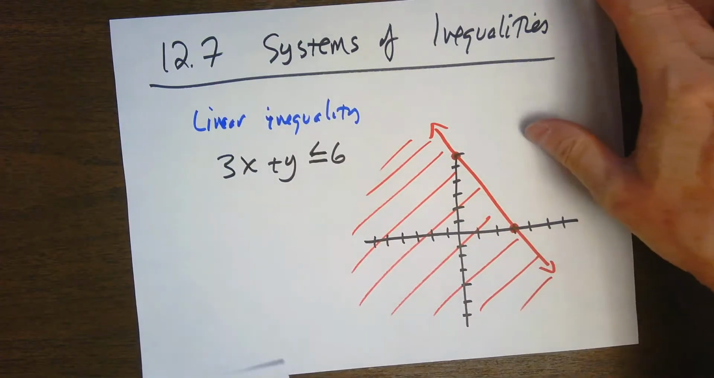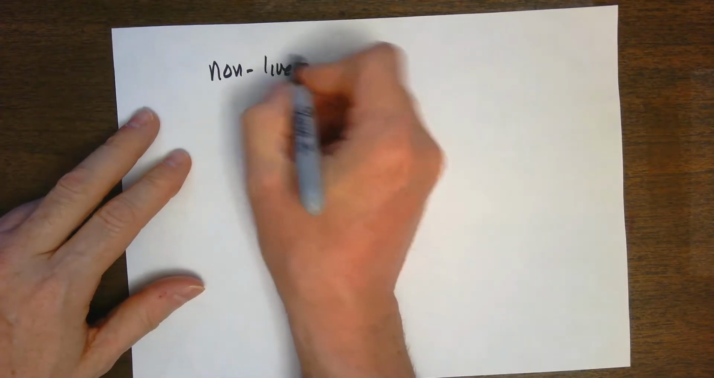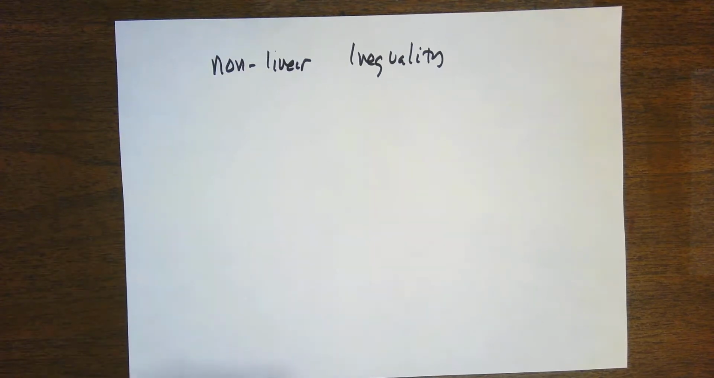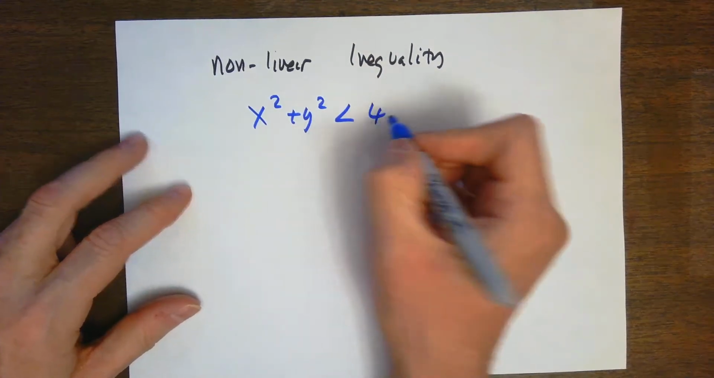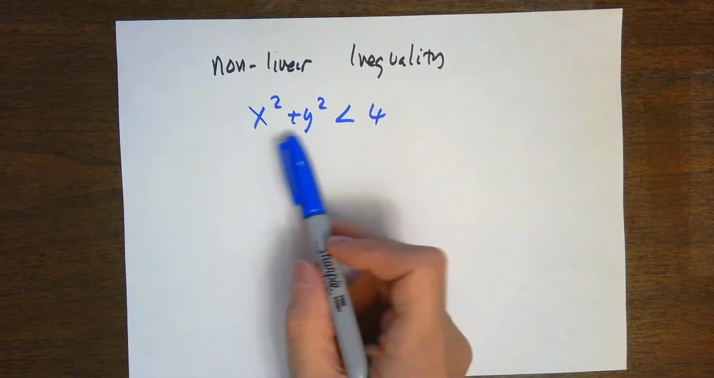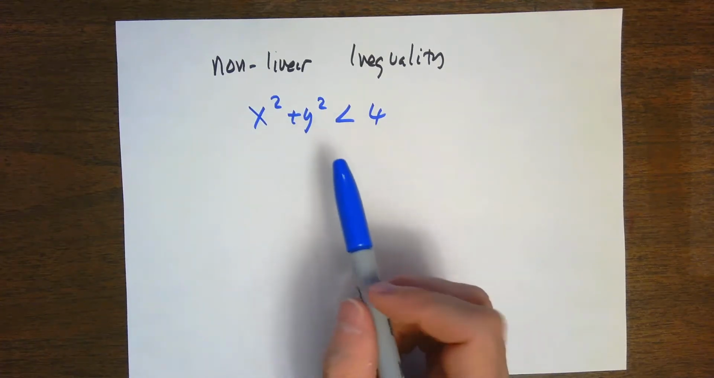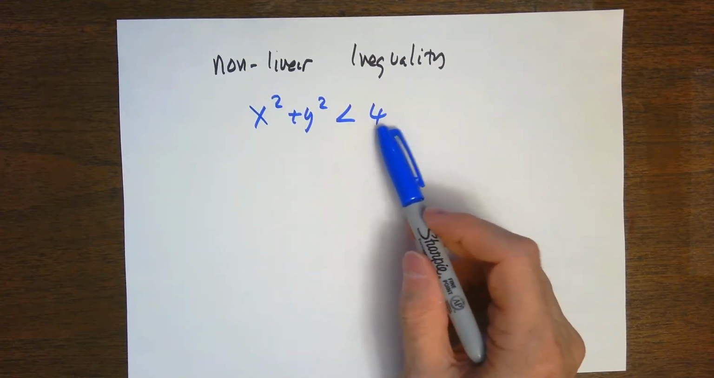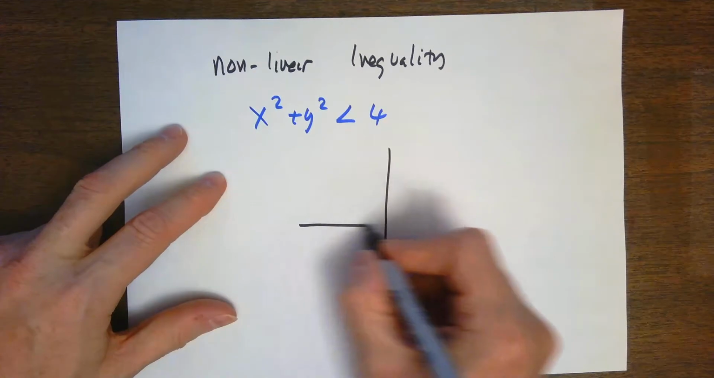Remember me saying that way back when. But let's take a look at a non-linear inequality. A non-linear inequality would be something like x squared plus y squared is less than 4. All right, so what is this? X squared plus y squared. Well, we saw it a little bit earlier in this chapter. We've seen it in previous chapters. It's a circle. It's a circle centered at the origin, with a radius of the square root of 4, with a radius of 2. So I'm going to graph this. I've got a circle centered at the origin with a radius of 2.